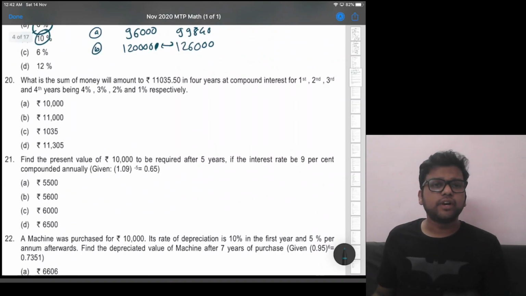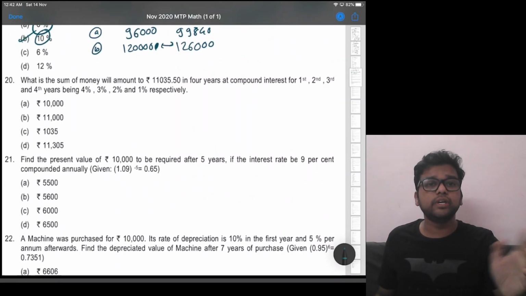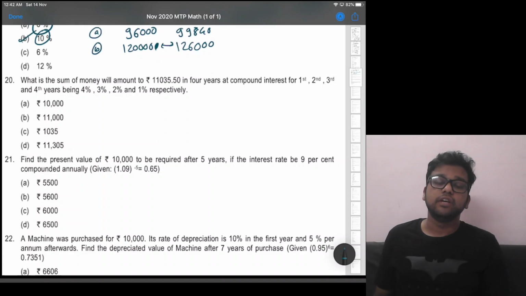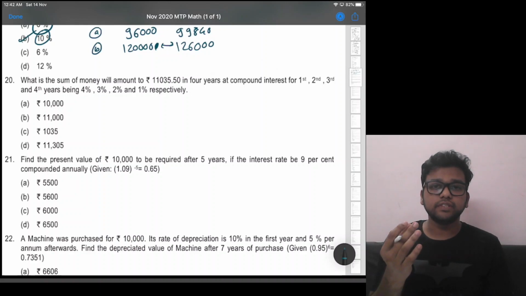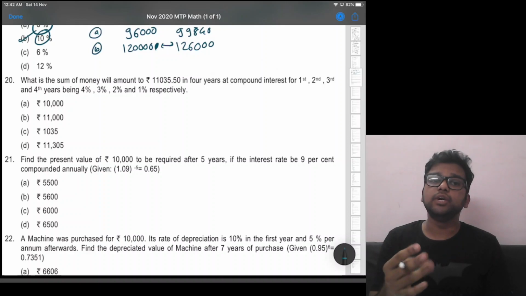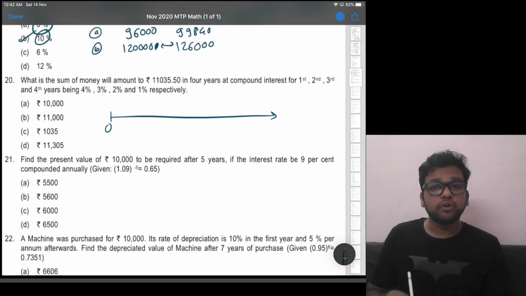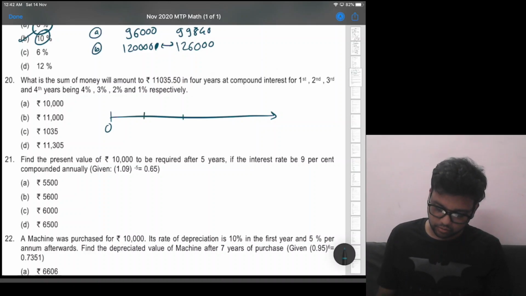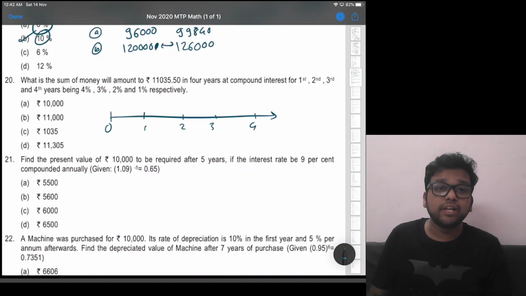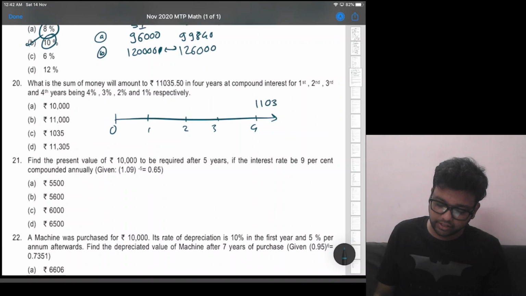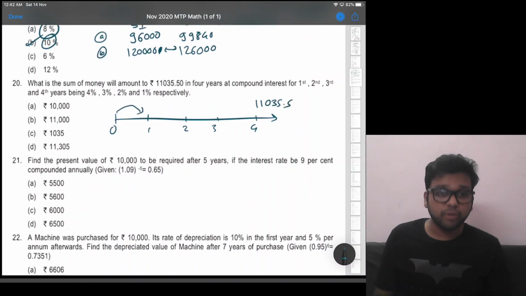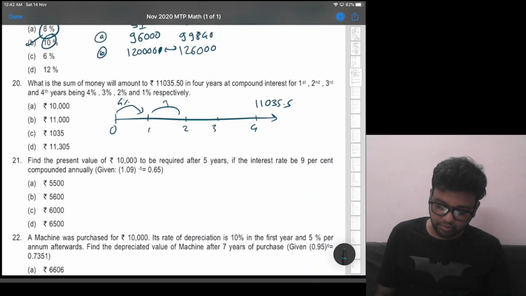Next, what is the sum of money which will amount to 11,035.5 in 4 years at compound interest for the first, second, third, fourth years being 4, 3, 2, 1% respectively? Okay, understand it like this. We want the amount at year 0, 1, 2, 3, 4. We know that it will amount to 11,035.5. The first year compounding was done at 4%, then 3%, then 2%, then 1%.